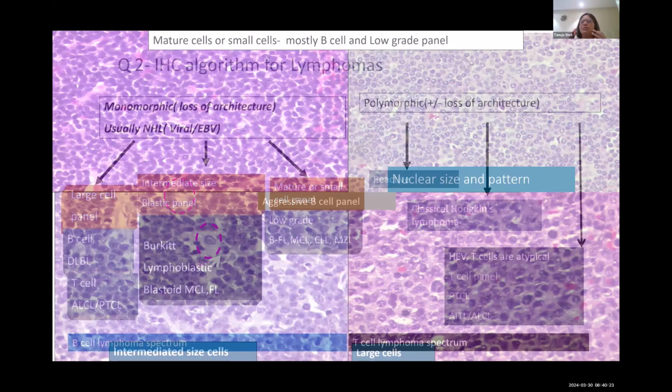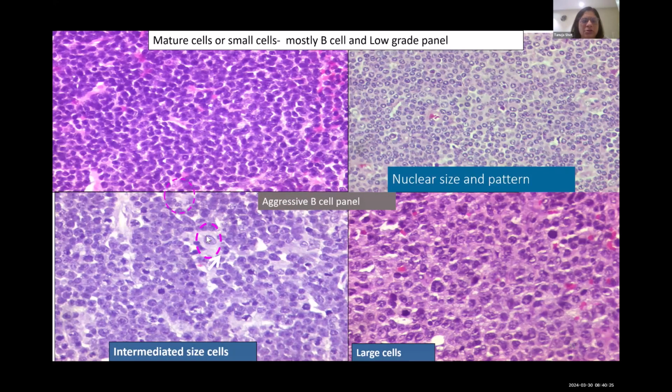So when I talk about cell size, I talk about the nucleus of a macrophage or an endothelial cell. That's an endothelial cell there, and that's the macrophage nucleus. So any cell that is equal to the nucleus of a macrophage is an intermediate size cell, and this is where all the blastic tumors lie. Anything that is smaller than this is a small cell lymphoma, and anything that is larger than this is a large cell lymphoma. So when we talk about cell size, this is what we mean.